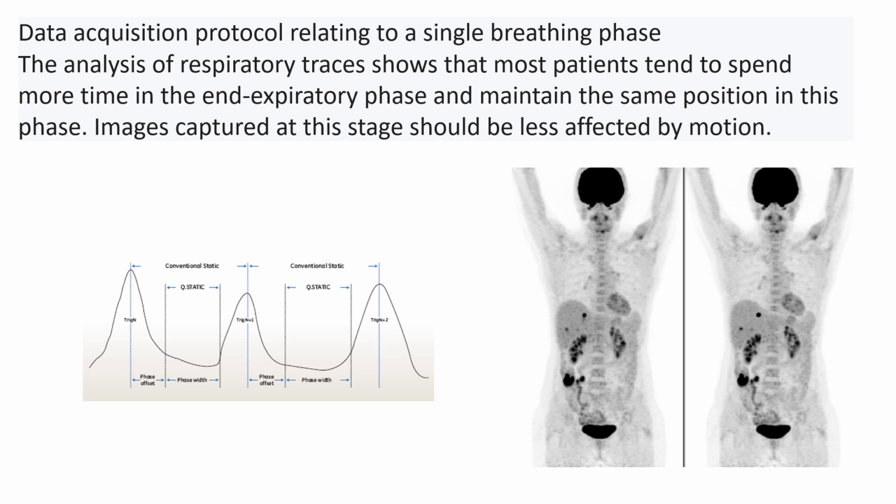Research in movement management introduced another type of protocol. The analysis of the respiratory breathing cycles shows that most patients tend to spend more time at the end expiration phase and maintain the same position in this phase. Images reconstructed using only counts recorded in the end expiration phase should be less affected by motion. We see in the example the improvement in image quality and the absence of motion for the small lesion in the liver with this kind of technique.